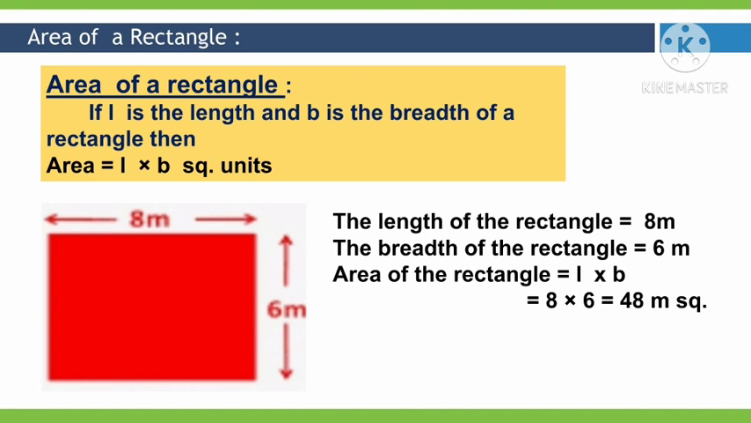The length of a rectangle is 8 meters and the breadth of the rectangle is 6 meters. So the area of the rectangle is L into B, 8 into 6. 8 sixes are 48 meters square. So the area of the given rectangle is 48 meters square.